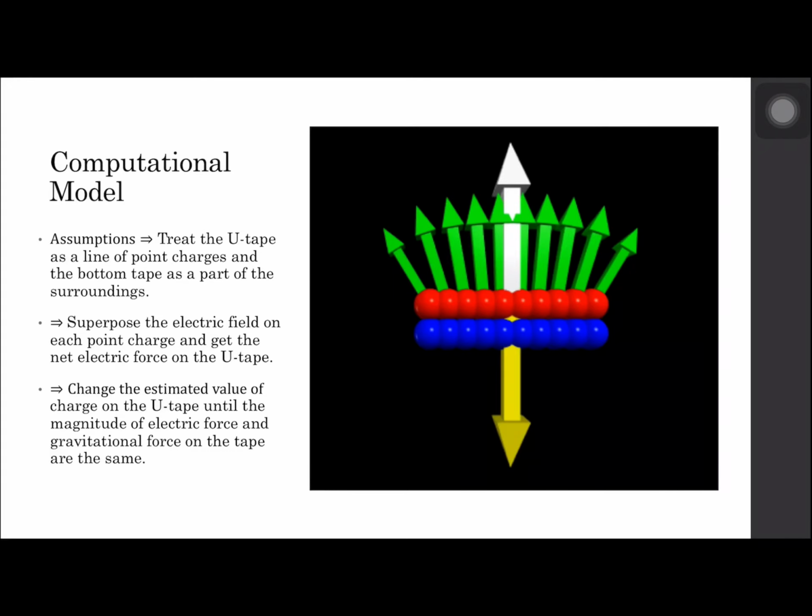Based on the assumptions, I got the computational model as shown in the picture. I treat the U-tape as a line of point charges and the bottom tape as a part of the surroundings. Then I superpose the electric field on each point charge and get the net electric force on the U-tape. Here the electric field on each point charge is shown by the green arrows, and the electric force is shown by the white arrow. Finally, I get the estimated value of the charge on the U-tape by plugging in different estimated values until the magnitude of the electric force and the gravitational force on the tape are the same. I'll explain more about the process later.